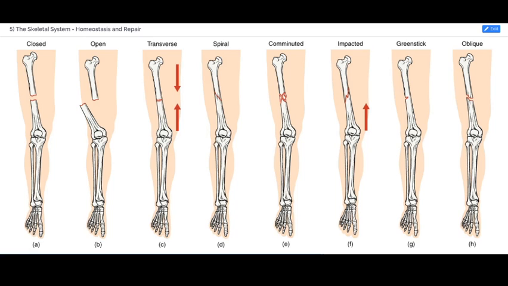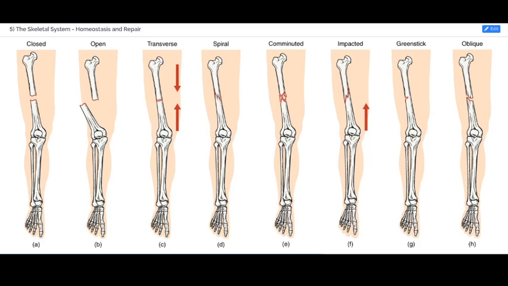Open is referring to something that breaks through soft tissue, usually the skin. That's also called a compound fracture. Transverse is just referring to a break straight across in the transverse plane of the bone without the two halves of the bone separating. A spiral fracture is when the fracture is at an angle, sort of wrapping around the bone. Comminuted is when the bone fractures into a few different pieces at the fracture site.